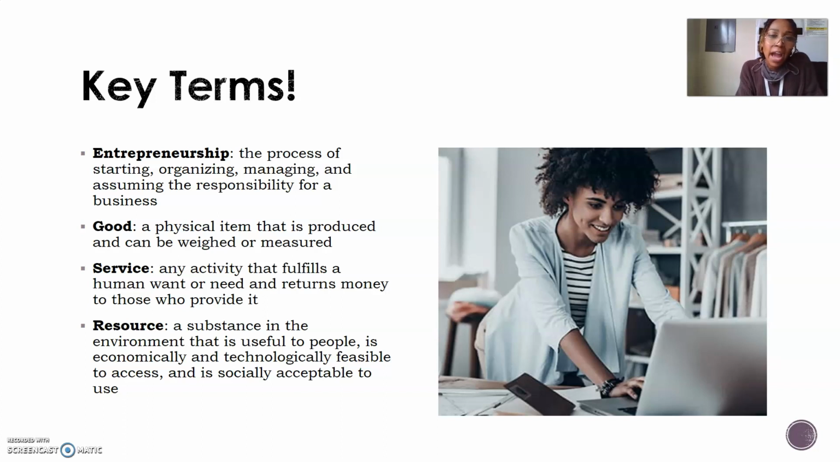A good is just a physical item that is produced and can be weighed or measured, right? Something physical. Whereas a service is any activity that fulfills a human want or need and returns money to those who provide it. Lastly, a resource, y'all know this as well, is a substance in the environment that is useful to people, is economically and technologically feasible to access, and is socially acceptable to use.